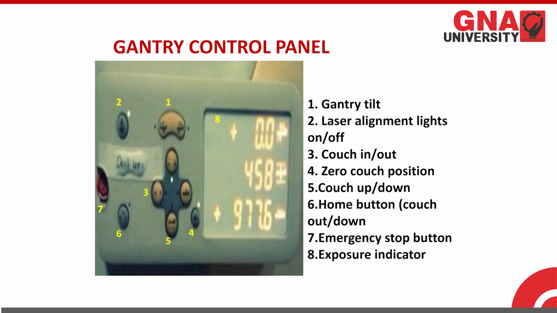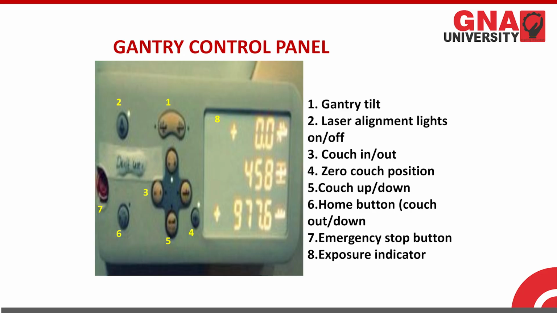Why do we require this particular function? Sometimes the patient comes to our department walking, but sometimes the patient may be presented on a stretcher. So now we have to make a transfer of the patient from the stretcher to the patient table. For that particular process, we require the patient couch as well as the stretcher at the same level. So with these buttons, we will make the couch reach the same level as the stretcher so that the patient will be transferred easily from the stretcher to the couch.